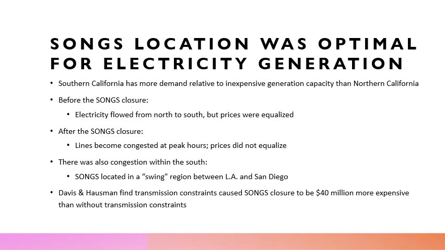But after the SONGS closure, the lines became congested at peak hours because there was insufficient supply in the south to meet the peak demand in the south, and so they were trying to get excess supply in the north to come down to meet the excess demand in the south, but there was insufficient capacity on the transmission lines to get that power flowing from the north to the south during the peak times. There was also congestion within the south. SONGS was located in a swing region between LA and San Diego, and Davis and Hausman find transmission constraints cause SONGS's closure to be about $40 million more expensive than it would have been without transmission constraints.